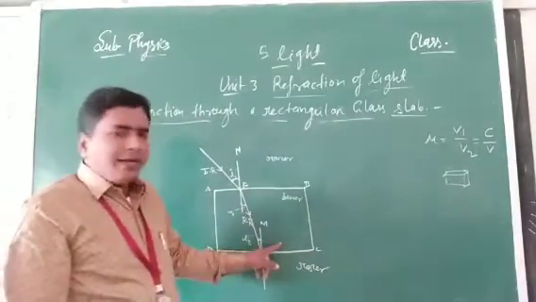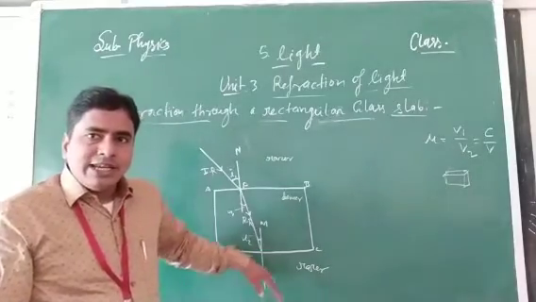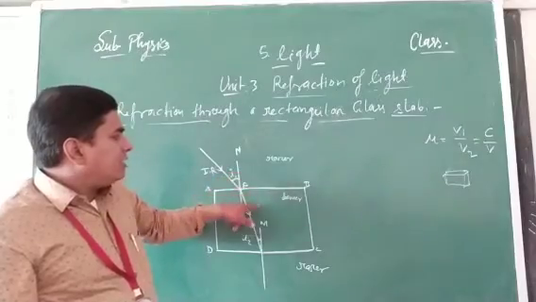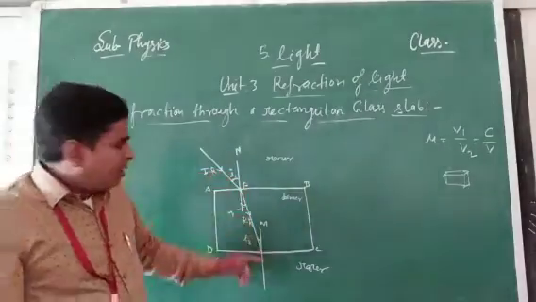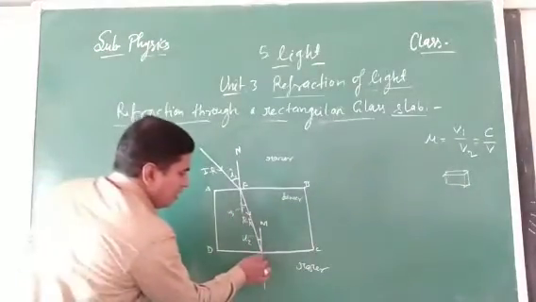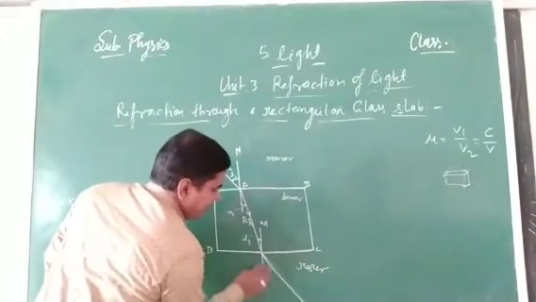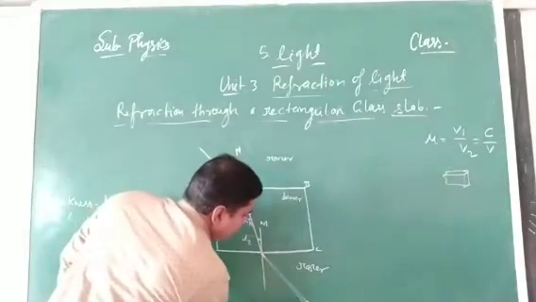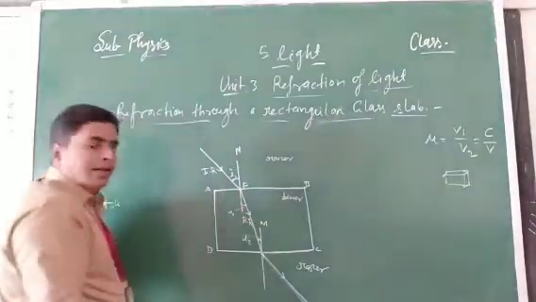Here the light ray travels from denser to rarer medium, so after refraction it will go away from the normal. In the case of rarer to denser medium, the light ray bends towards the normal, but in this case the light ray goes away from the normal. This is the refracted ray.